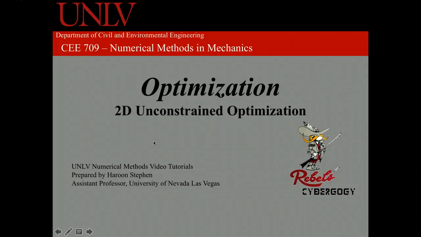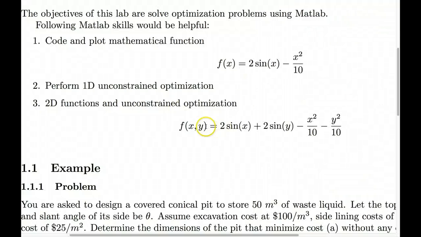In this tutorial, we'll talk about 2D unconstrained optimization. For this purpose, we will use a new function, which is a function of x and y. As you can see, it's just an extension of the previous function that we did. We just have a y dependence. We basically took the whole thing and we also created the same thing along the y-axis.